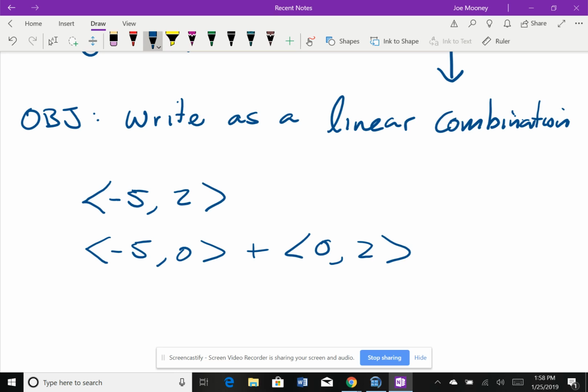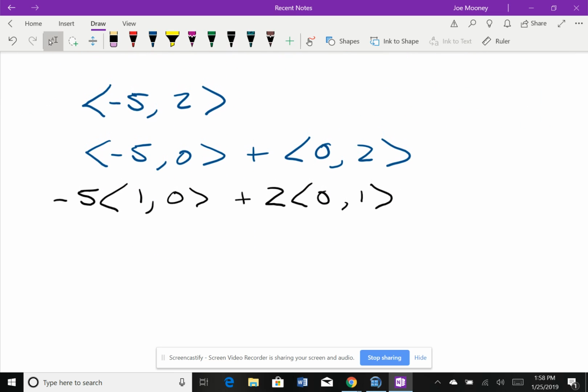Then once I've got that, let me factor out so that the inside of the vector is 1, 0, and 0, 1, respectively. So I'm going to pull -5 out of -5, leaving me 1. I pull -5 out of 0, leaves me 0. Let's pull 2 out of 0, and let's pull 2 out of 2. So now, look what I have. I have my unit vectors.